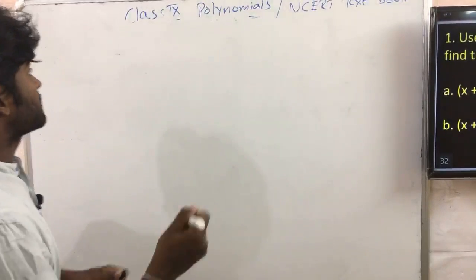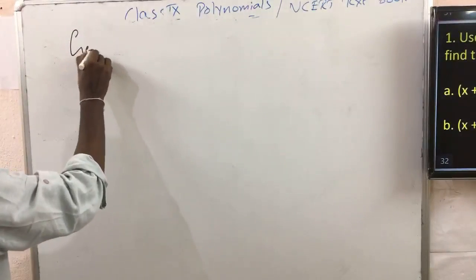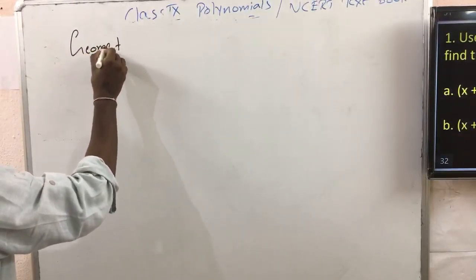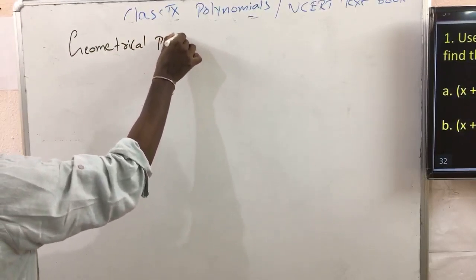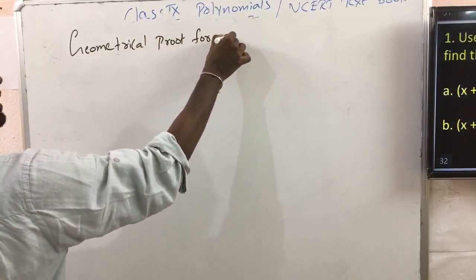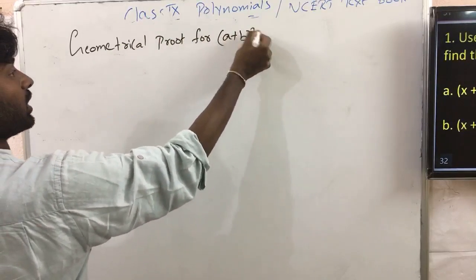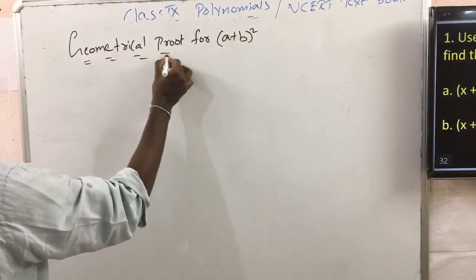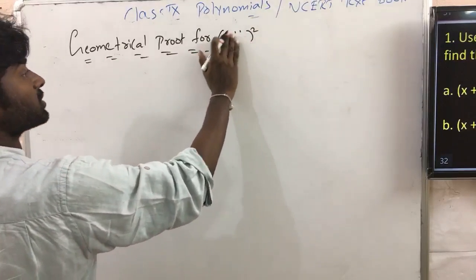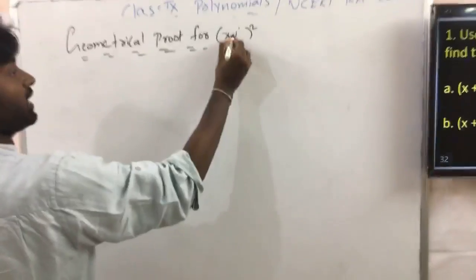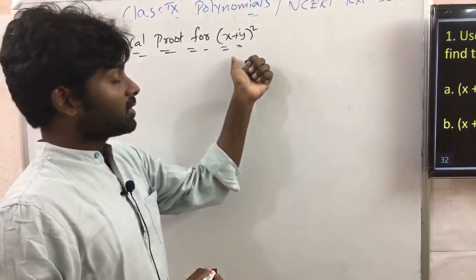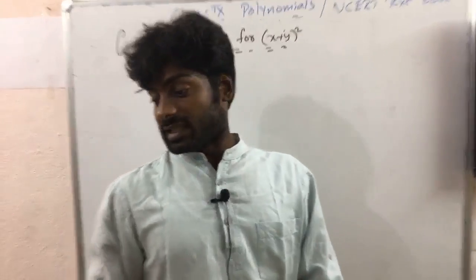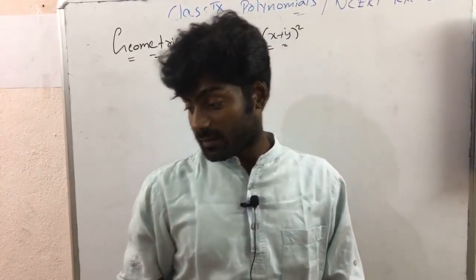Okay, see once, the geometrical proof for a plus b whole square, that means x plus y whole square. You can take x plus y whole square, no problem. So we are going for the geometric proof of x plus y whole square.